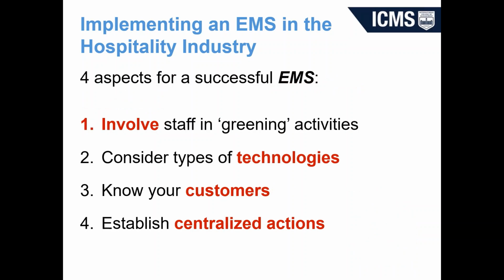There are 4 aspects we need to consider for the successful implementation of EMS. First of all, it requires the involvement of staff in greening activity. Secondly, you need to consider what type of technologies is suitable. Third, we need to understand the customer, the target market. And finally, we need to establish centralized action across different departments.